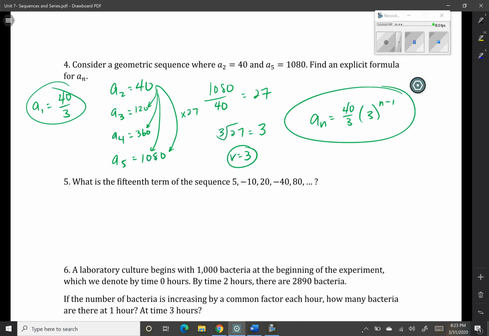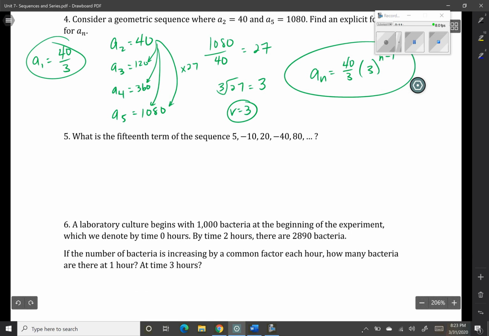Number 5 says, what is the 15th term of the sequence? So we have this sequence that goes from positive to negative. One of the things that we should be able to identify right away is what type of number the 15th term is going to be. If we were in class, I would ask you: look at the pattern and tell me, is the 15th term going to be positive or negative? And explain why. I'd give you a couple minutes to think about it, and then I'd hope that you'd all notice that all of the odd terms are positive, all of the even terms are negative. Since 15 is an odd number, it's going to be a positive answer.